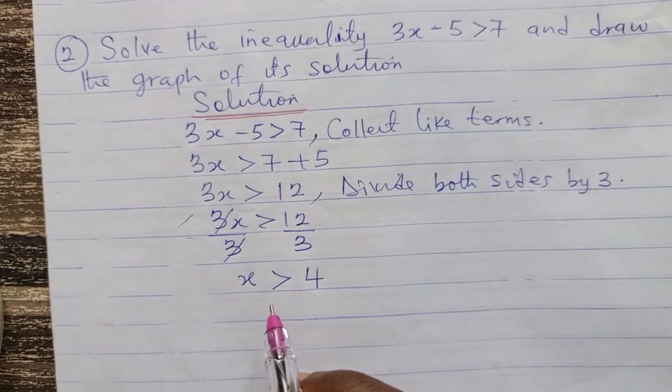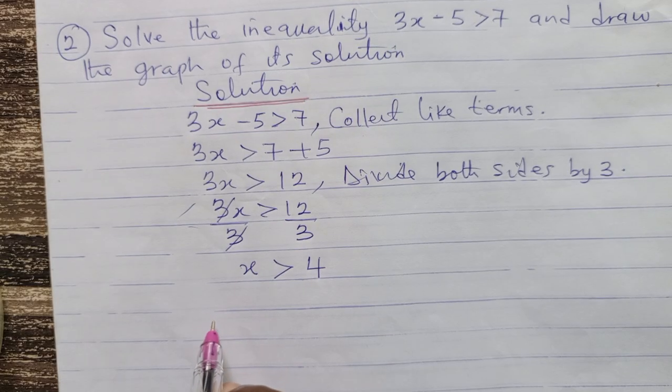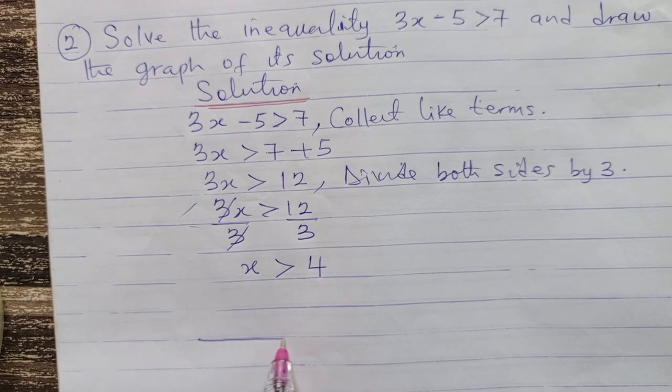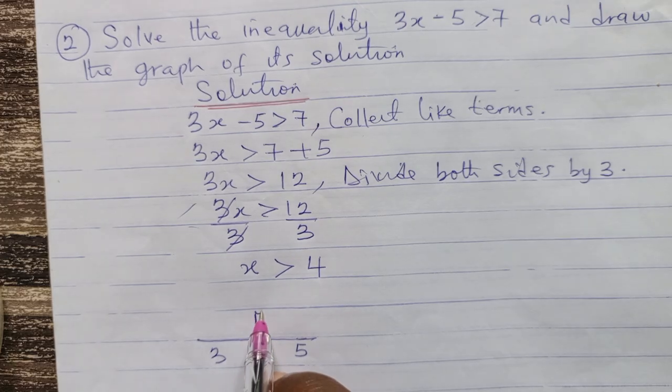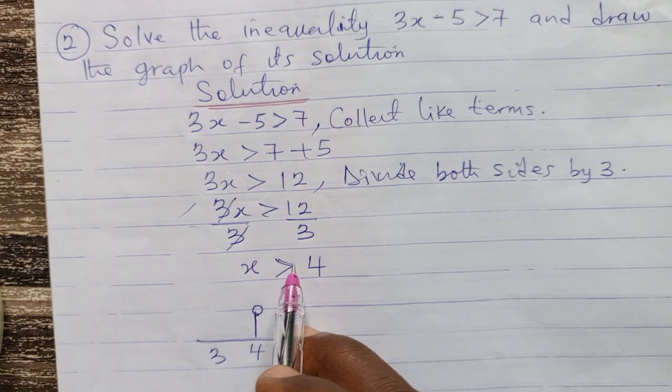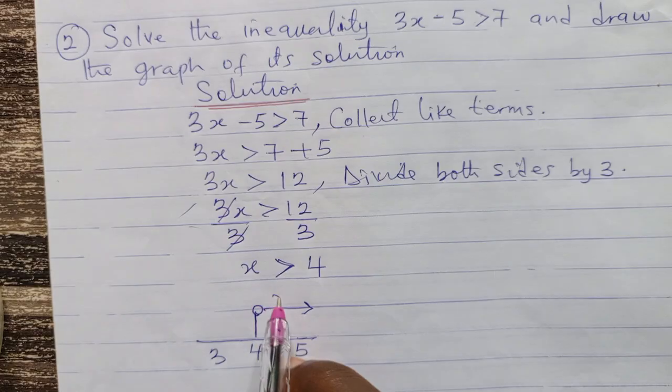So we have two ways we can do that. We can do it this way. We have 4 here, we have 5 here, we have 3 here. Okay, so 4 is at the middle of 3 and 5. Then this one goes up. We have the circle here. So greater than is pointing towards the right. Then our x, we put it on top. So this is the answer, the graph.